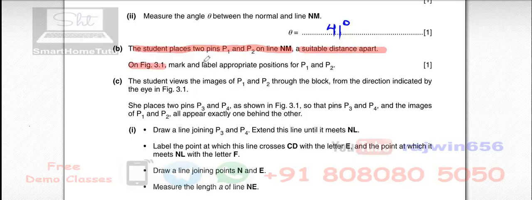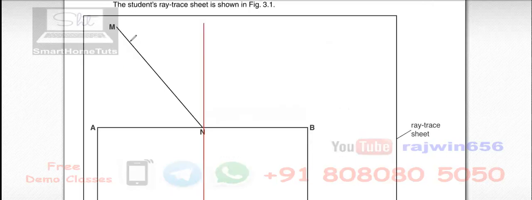The student places two pins P1, P2 on line NM at a suitable distance apart. On figure 3.1, mark and label appropriate positions for P1 and P2. This is what we are supposed to do on which part? On line NM. Okay. We just have to follow the steps what they are asking to do.